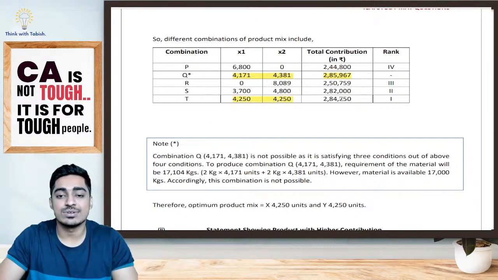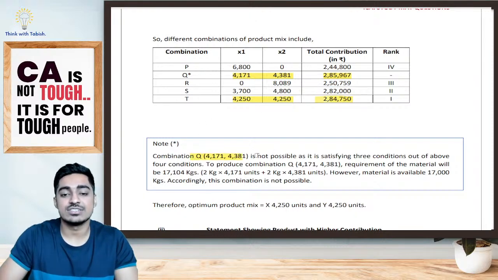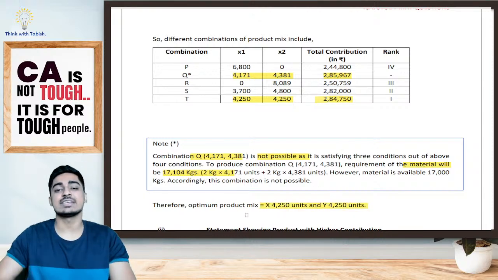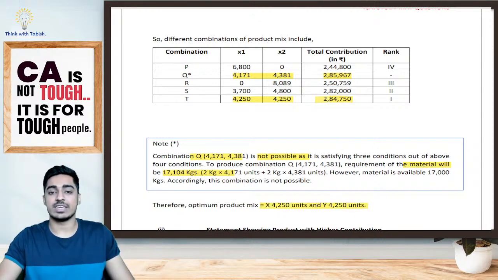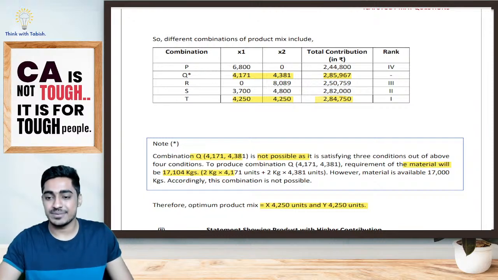Second highest is 4,250, 4,250. Again, they have told this combination is not possible because it is not fulfilling one condition. The material condition is not fulfilled, so it is not feasible. So we go to the next possible one, that is 4,250 units of X and 4,250 of Y. This is how we solve this. Is it clear? If this question comes, it will come for 20 marks, sure shot. You cannot say no need and all of that.